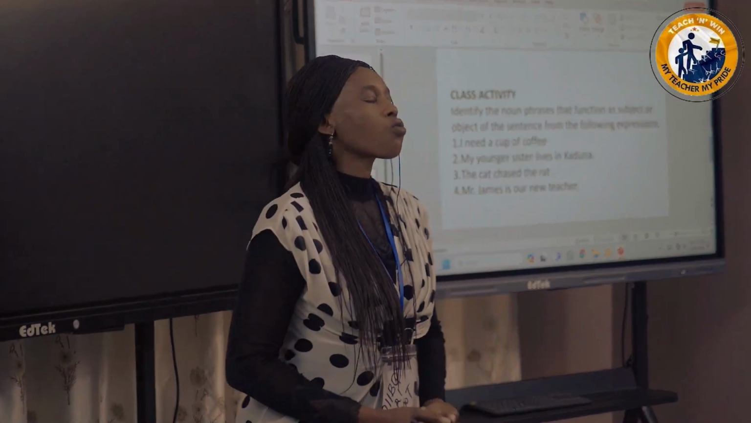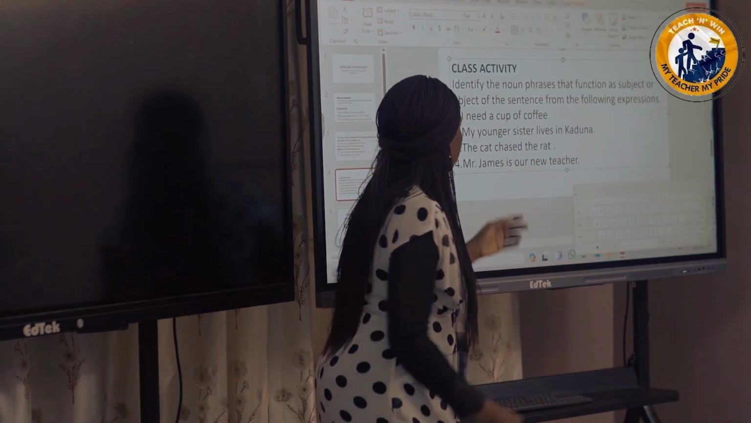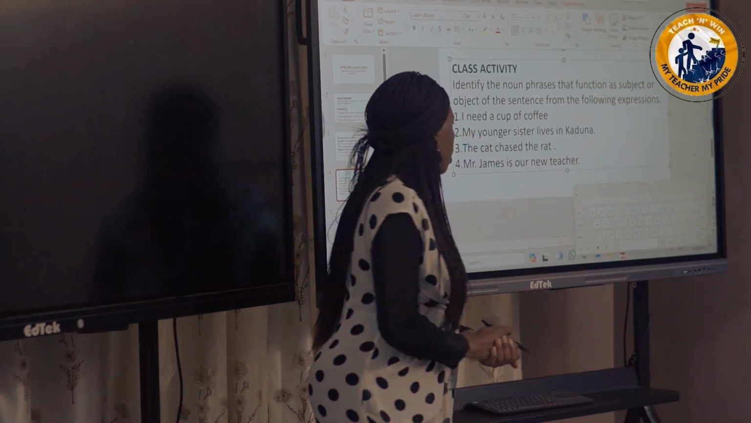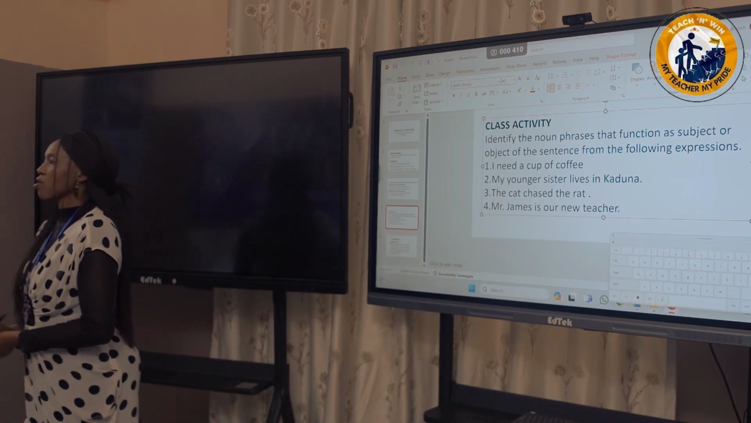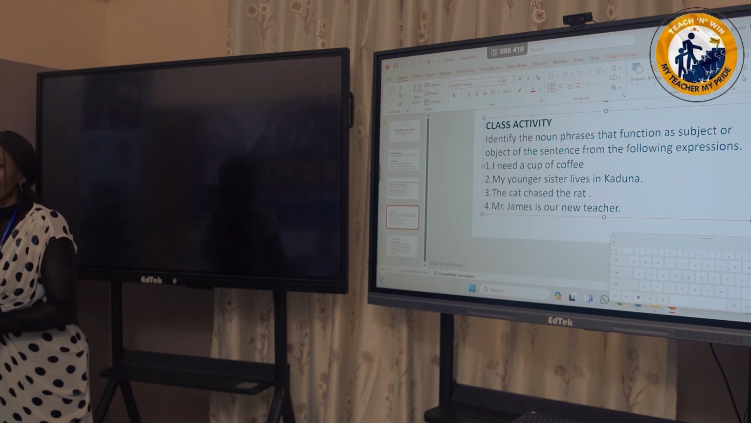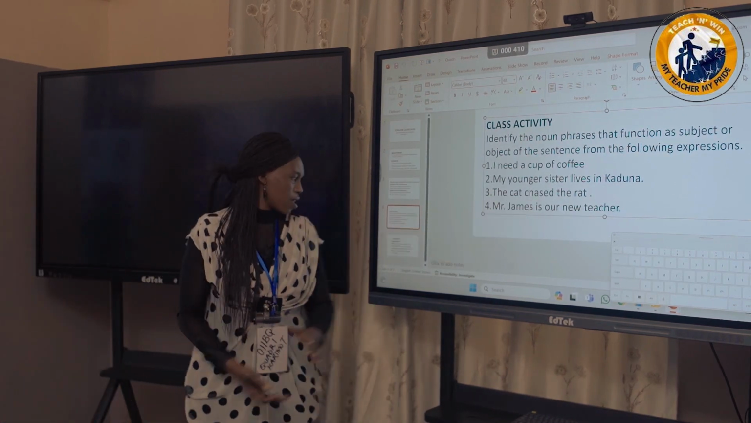Sheyi? Good. Object of the sentence. If we come back here, my younger sister lives in Kaduna. Now, if I underline younger sister, what does it function as? BC? Good. Bravo. Give yourself a round of applause. It functions as the subject of the sentence.